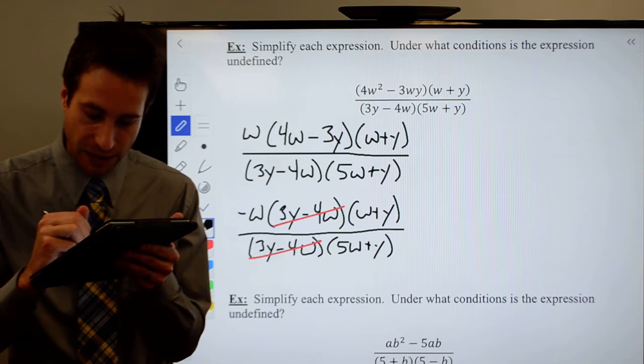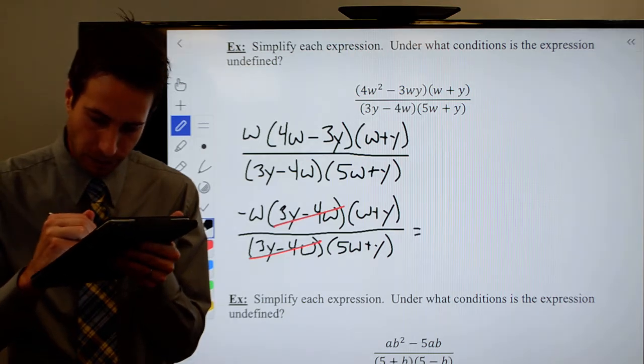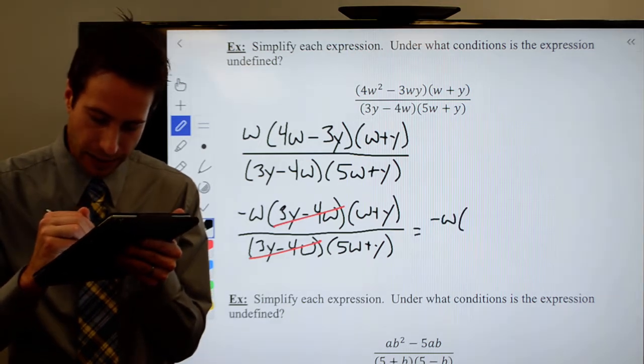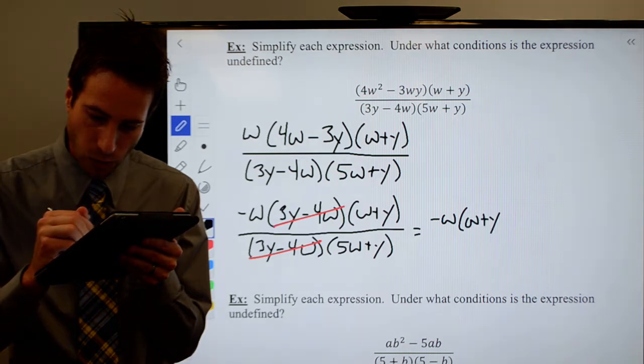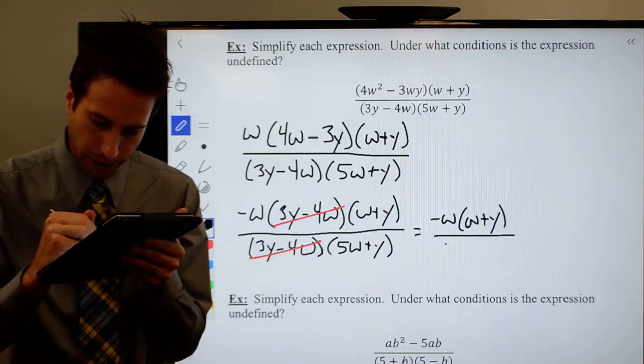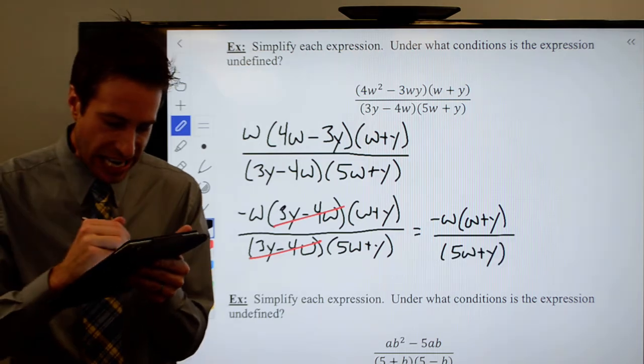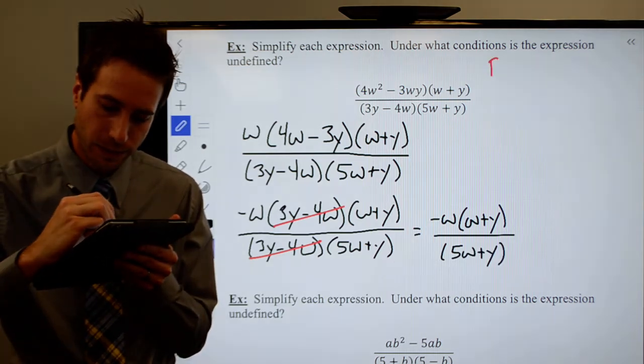Negative w times w plus y, all over 5w plus y.